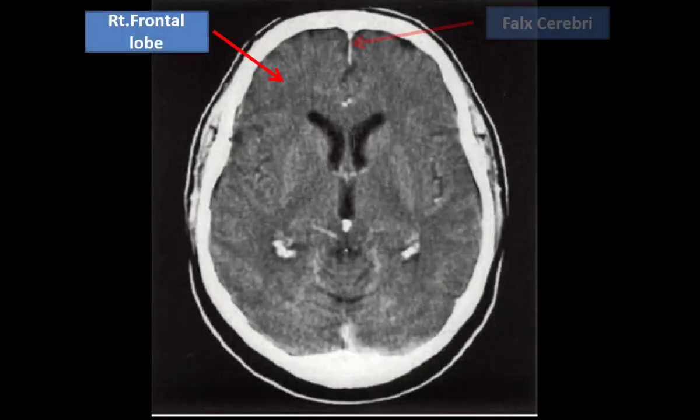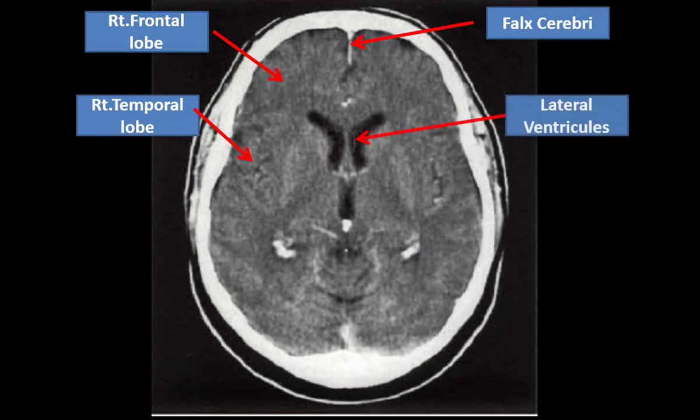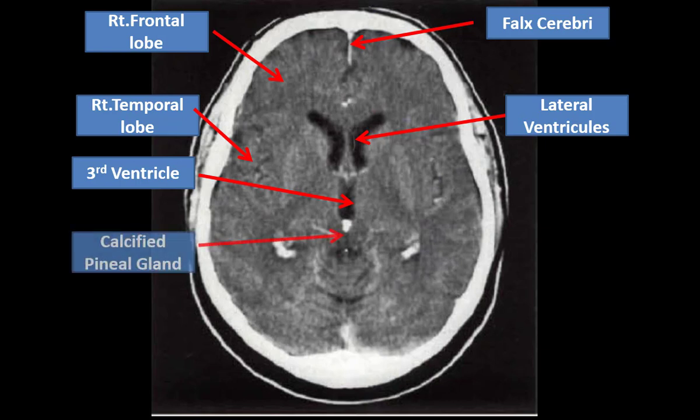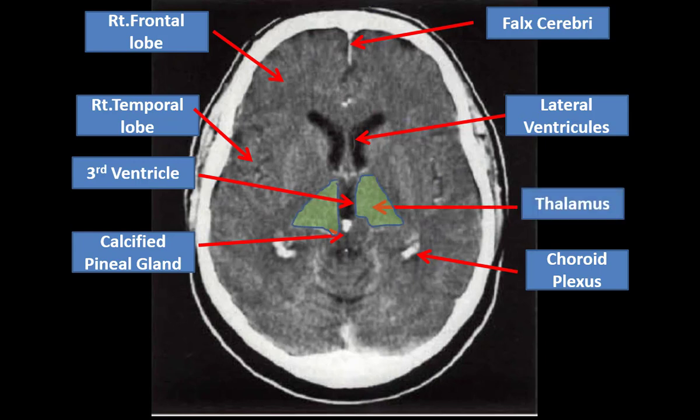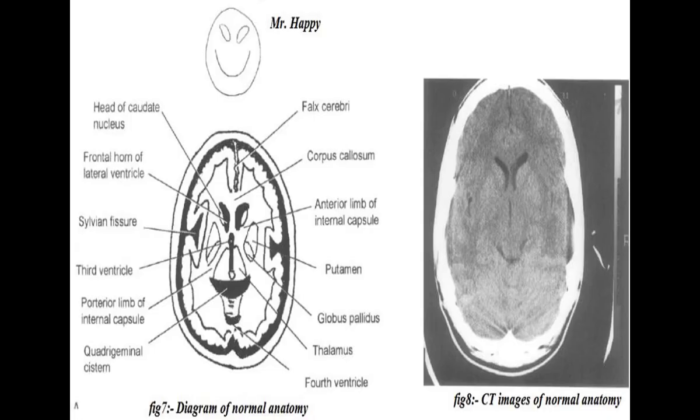As you go further up, you start seeing the falx cerebri. The frontal and the temporal lobes were already there. Now we start seeing the frontal part of the lateral ventricles. This is the calcified pineal gland, and these are the choroid plexus, which appear to be calcified because they are appearing white. And here lies the thalamus. And these are the occipital lobes. So this is Mr. Happy. Because of this quadrigeminal cistern and the anterior horn of the lateral ventricles, this appears like a happy face. So you can remember it this way.